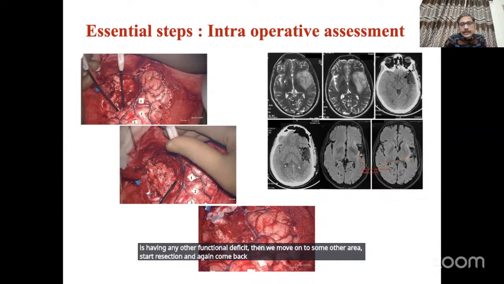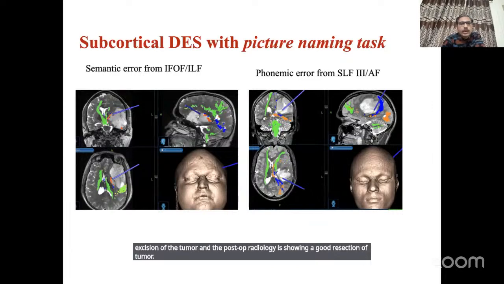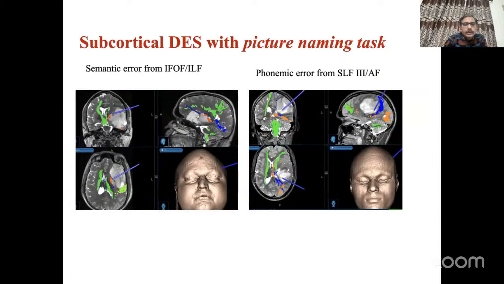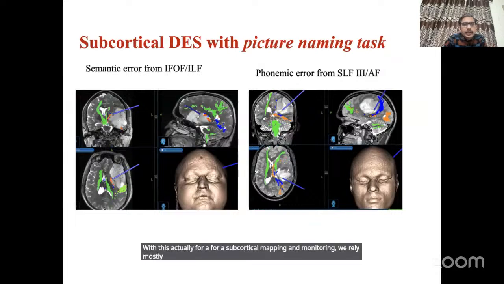And in this case, as we see, this is the postoperative cavity. The cavity is showing the complete excision of the tumor, and the post-op radiology is showing a good resection of the tumor. With this, for subcortical mapping and monitoring, we rely mostly on the picture naming task. As in the left side picture, which is showing a large insular glioma, in the medial aspect is the IFO, which is displaced medially. When we are going close to that, we usually look for the semantic error.